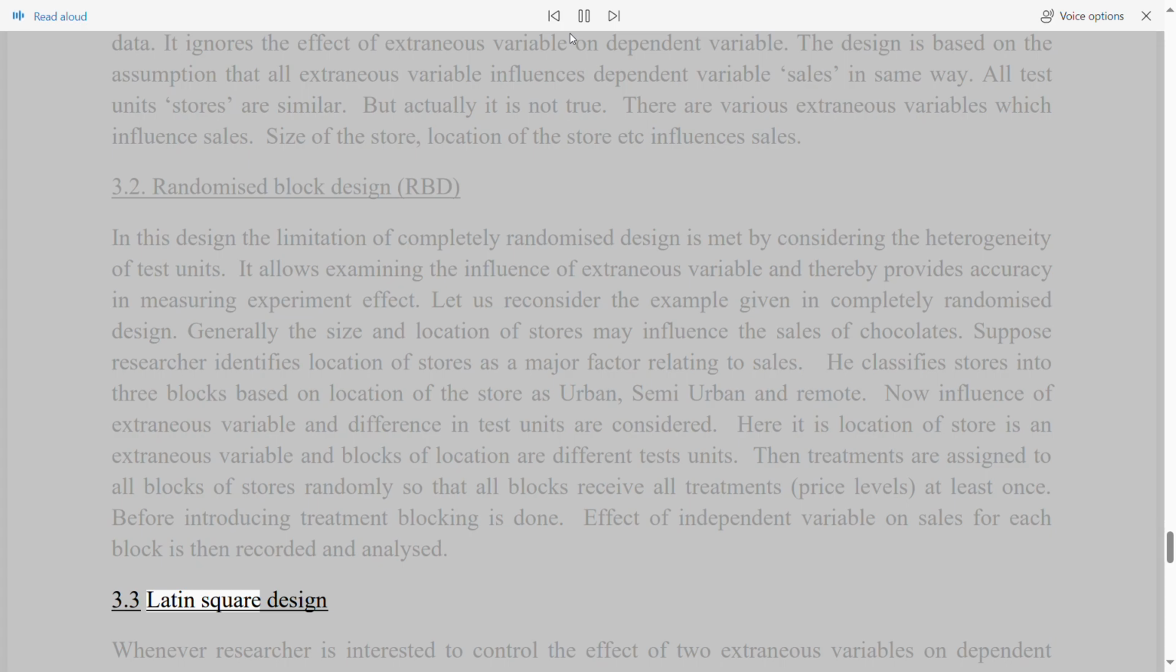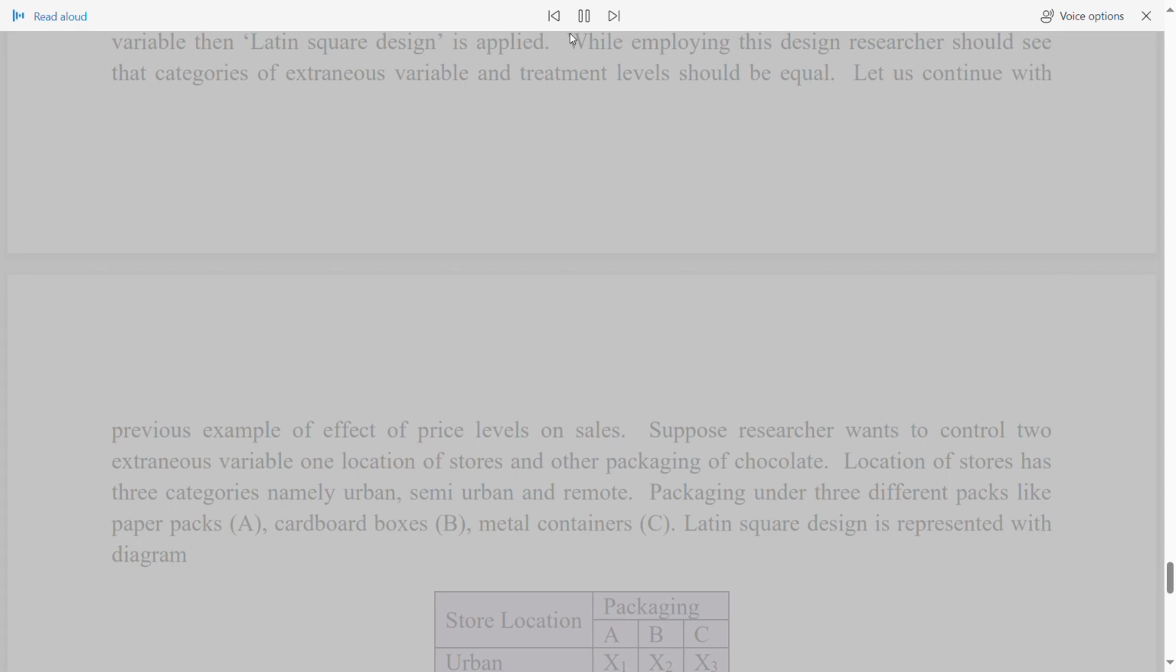3.3 Latin Square Design. Whenever researcher is interested to control the effect of 2 extraneous variables on dependent variable, then Latin square design is applied. While employing this design, researcher should see that categories of extraneous variable and treatment levels should be equal. Let us continue with previous example of effect of price levels on sales.